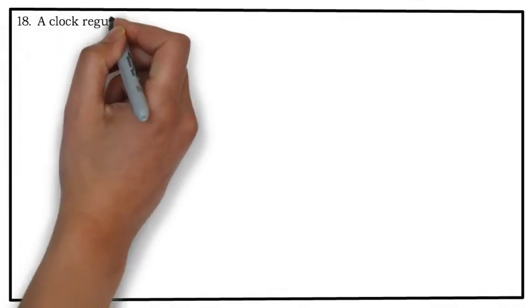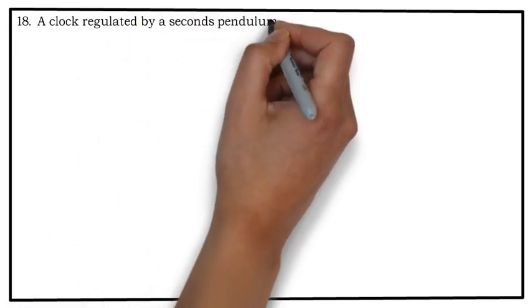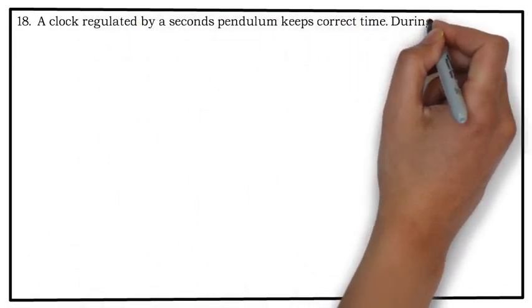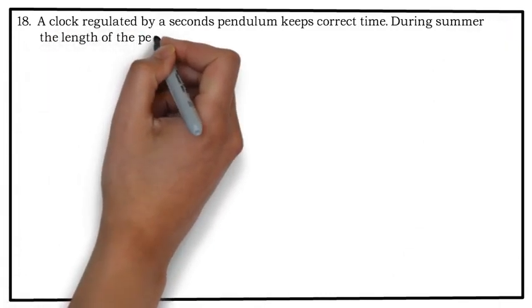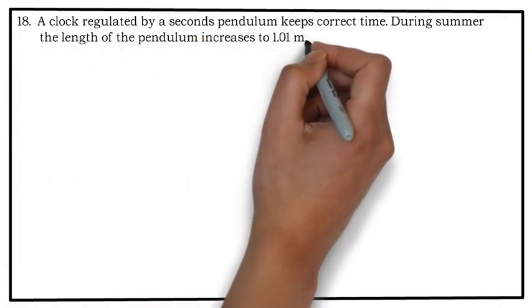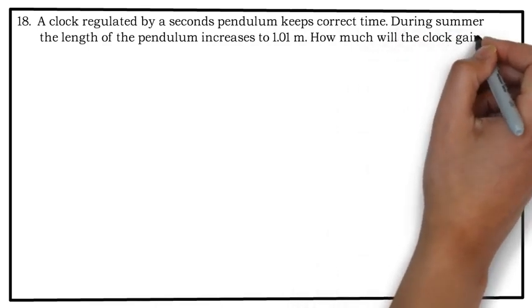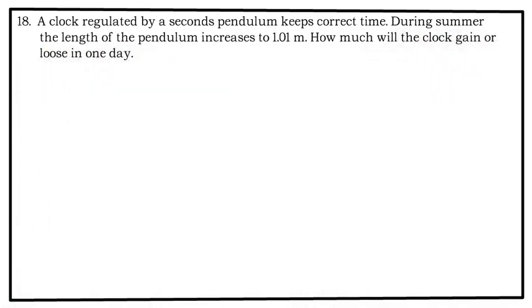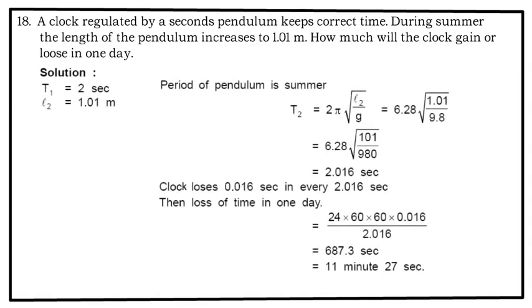Problem number 18. A clock regulated by a seconds pendulum keeps correct time. During summer, the length of the pendulum increased to 1.01 meter. How much will the clock gain or lose in one day? T1 is equal to 2 seconds. L2 is equal to 1.01 meter. Period of pendulum in summer, T2 is equal to 2 pi square root of L2 by g. L2 would be 1.01 and you write g as 9.8. So when you solve this, you get T2 is equal to 2.016 seconds.